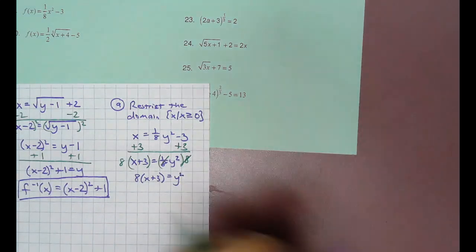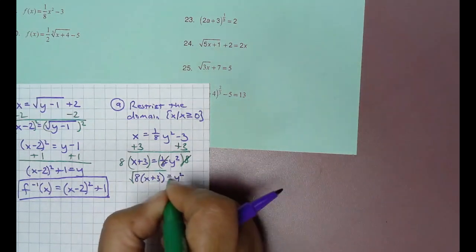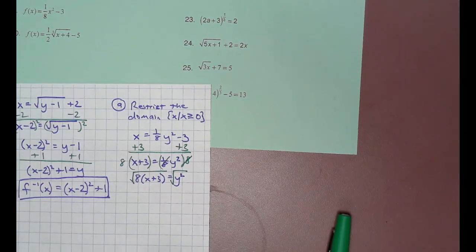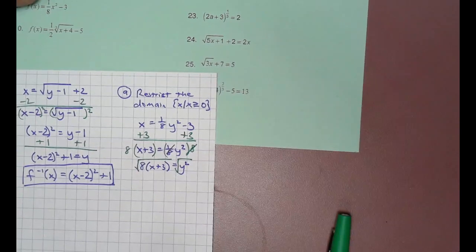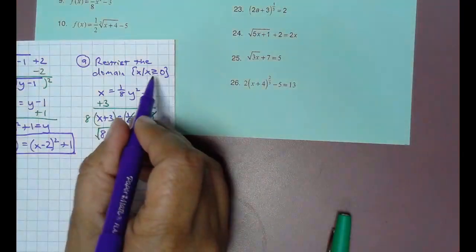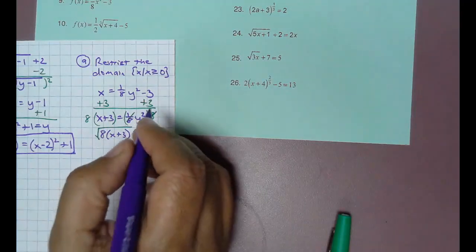And to get rid of the square, we're going to take the square root. Now, normally you would have plus or minus when you take the square root of both sides, but because of the fact that this is restricted to be greater than or equal to 0, we do not want any negatives, so we're just going to keep it positive.